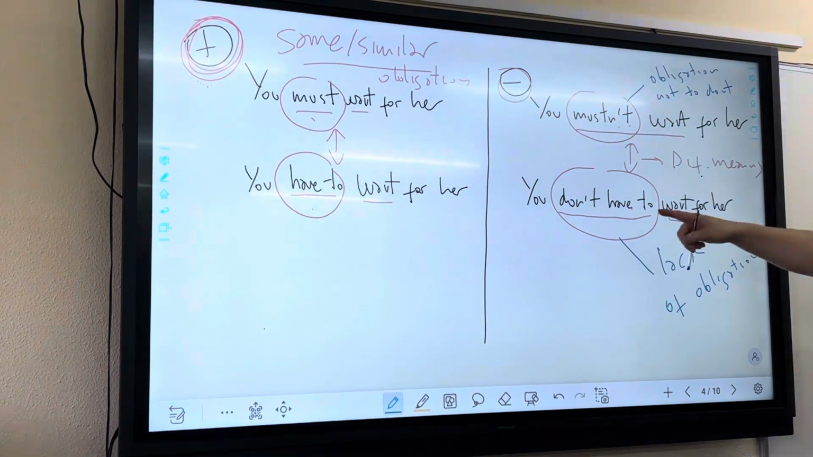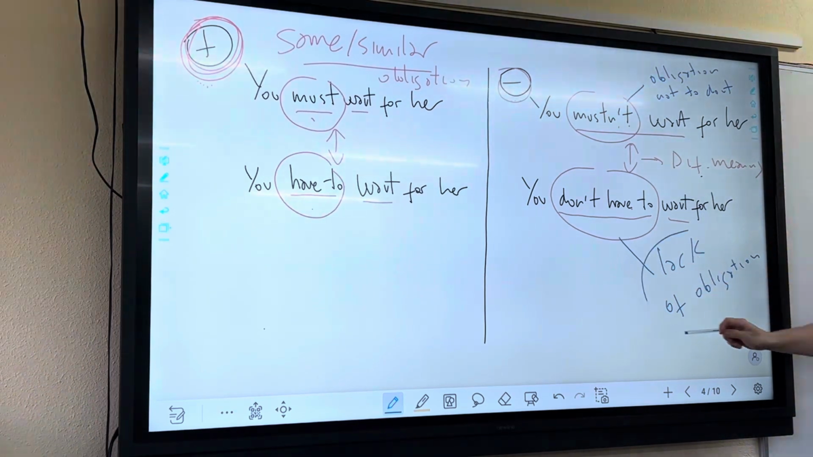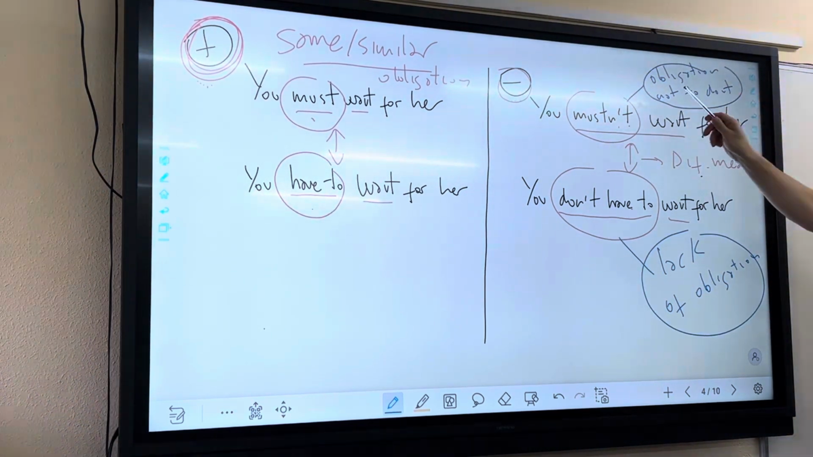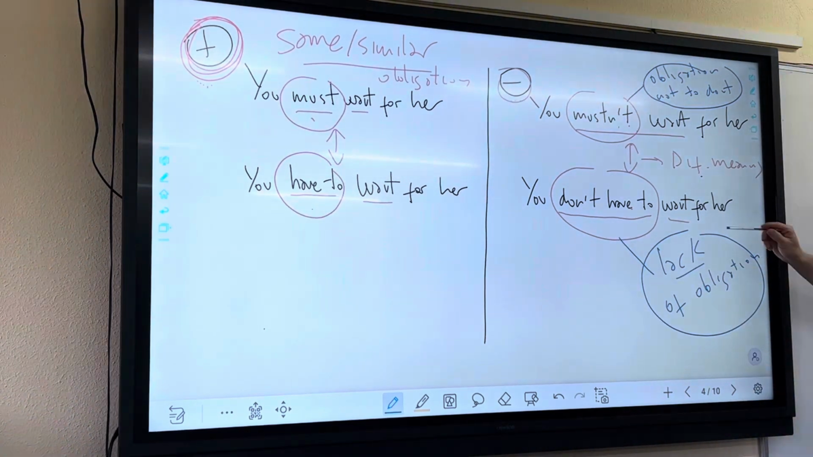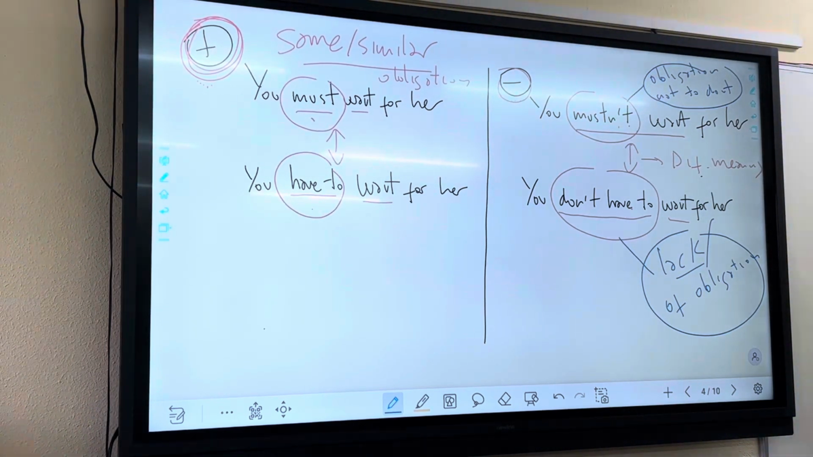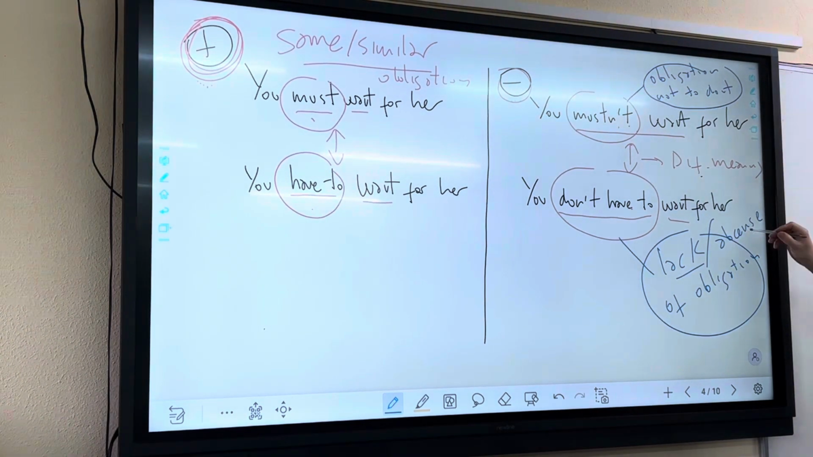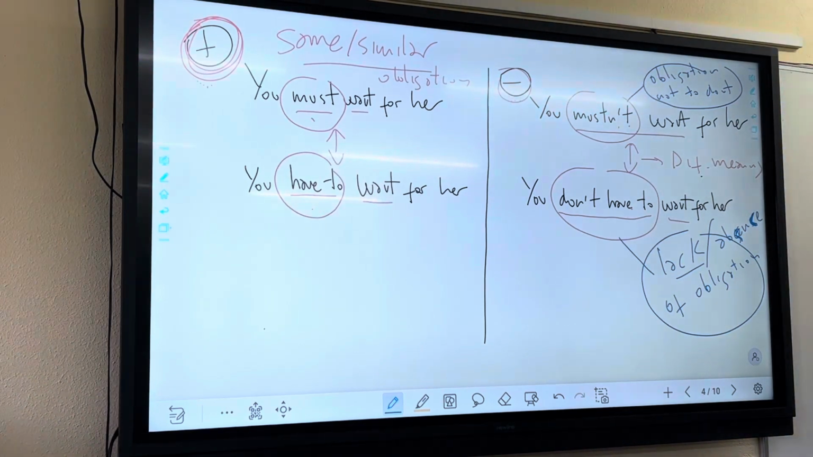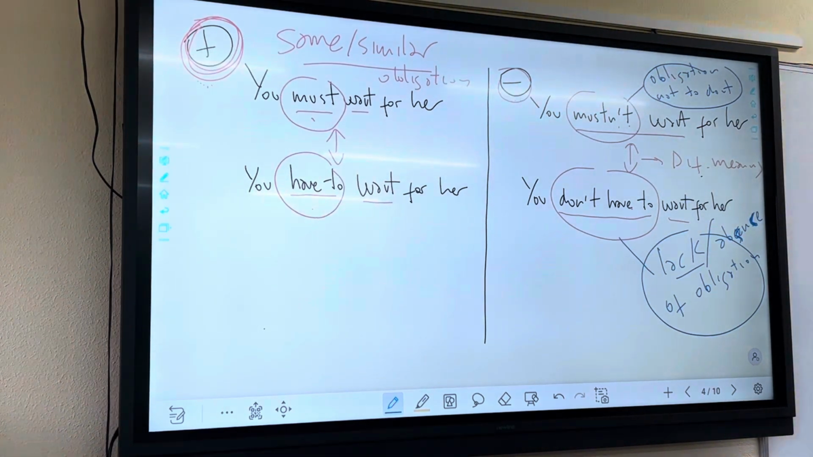When they are positive, the meaning is the same. When they're negative, the meaning is absolutely different. One is obligation not to do something, and don't have to is a lack of obligation. Give me a synonym for lack. Formal. More or less. Even more formal, absence, you could say. Absence of obligation, yeah? Lack of obligation, absence of obligation. So far, so good?